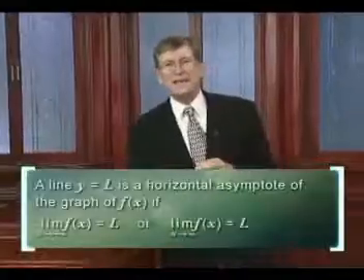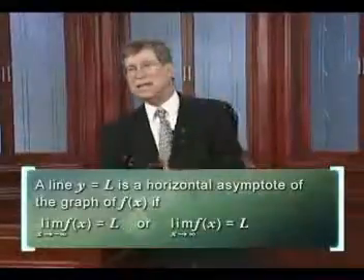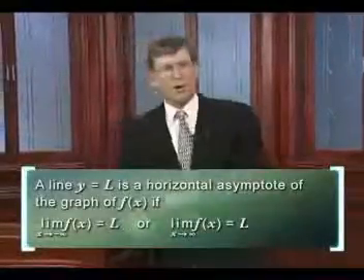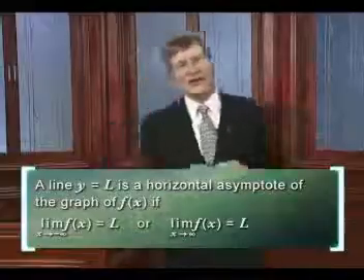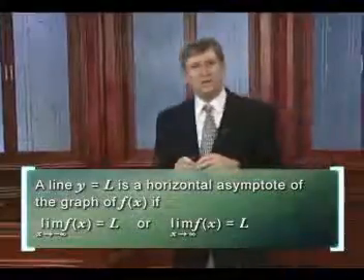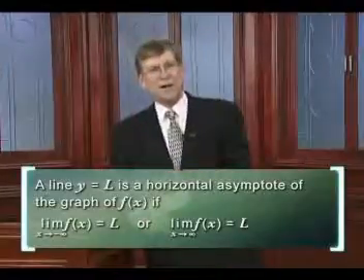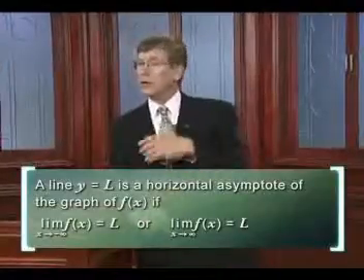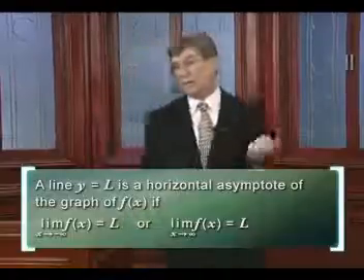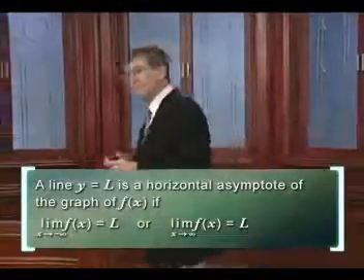The technical definition of horizontal asymptote is as follows. We say that a horizontal line y equals L is a horizontal asymptote of the graph of a function if the limit of the function as x approaches minus infinity is L, or as x approaches infinity is equal to L. Good. Let's look at some examples.